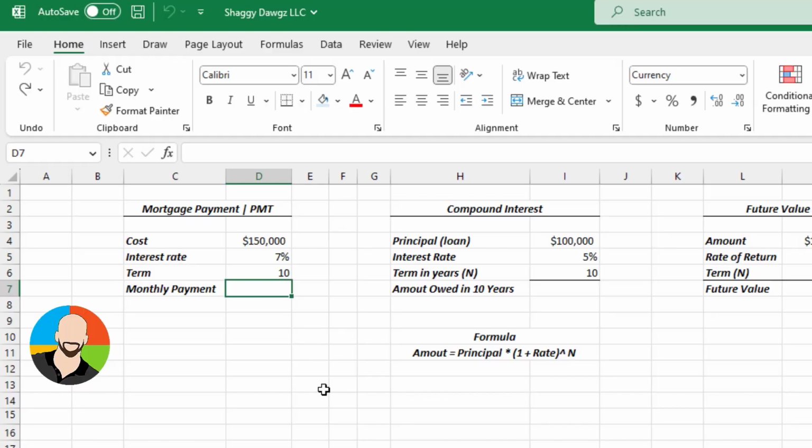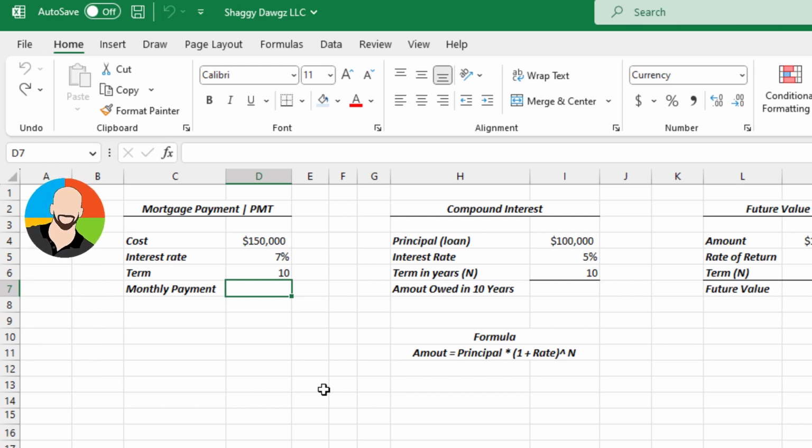When you take out a loan, it goes without saying that you want to know how much the monthly payment is going to be. And Excel can help you with that by using something called the payment function. Let's take a look. In this case, we want to buy some new equipment, and we had to take out a loan for $150,000. The term of the loan is going to be 10 years, and the interest rate is going to be 7%. So the question is, what is our monthly payment?